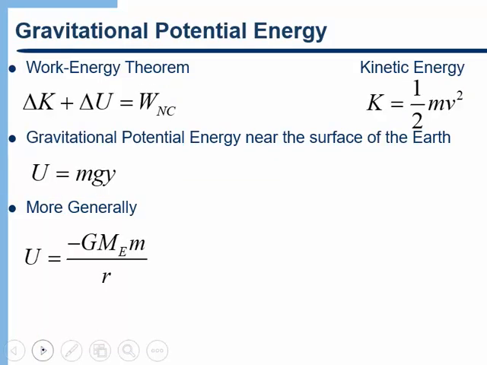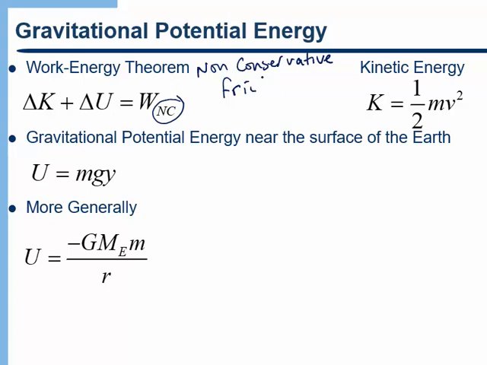So let's keep going with our review. Let's look at the work energy theorem. The change in kinetic energy plus the change in potential energy is equal to the work done by non-conservative forces. So remember, NC stands for non-conservative. And what do we mean by a non-conservative force? Can you think of an example of one? Well, hopefully you can. Hopefully there were 2 that you remember from last semester. Friction is an example of a non-conservative force. And then also applied forces.